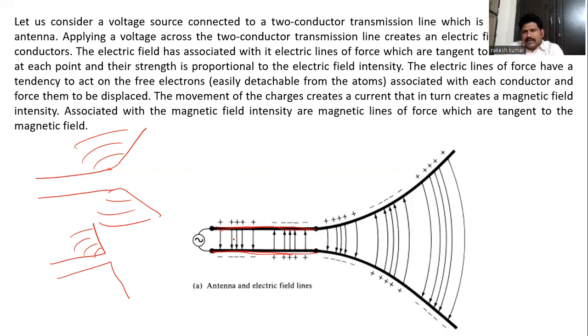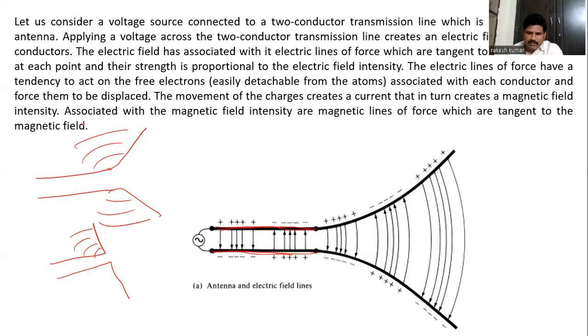These electric lines of force act on the free electrons associated with each conductor and force them to be displaced. So what this electric field will do is make the electrons move forcefully in some direction. Whenever the electrons start moving, automatically current comes into picture. The movement of charge creates current, and whenever there is a movement of current, automatically there is a magnetic field. Thus, we are creating both electric field and magnetic field. That is nothing but the electromagnetic field.